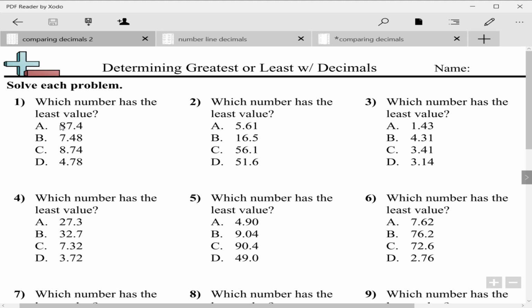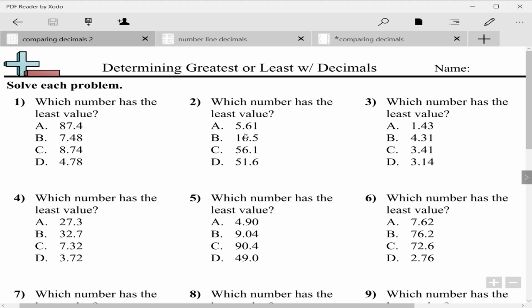First of all, this one is the greatest because it's 87, right? 87 is bigger than 7, 8, and 4, obviously. And the least is 4 and 78 hundredths. We know that's the least because in the ones column, that's the lowest. We don't even have to look at anything that is after the decimal because the 4 is already lower than 87, 7, and 8. So yeah, the answer for the first one would be D.